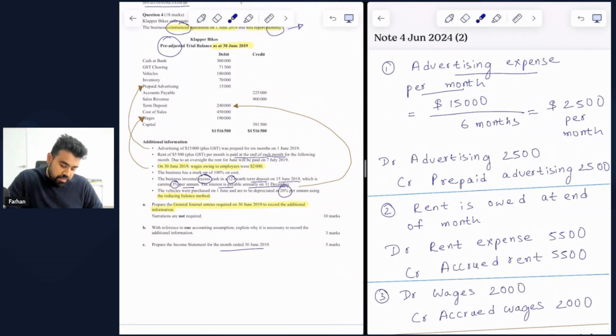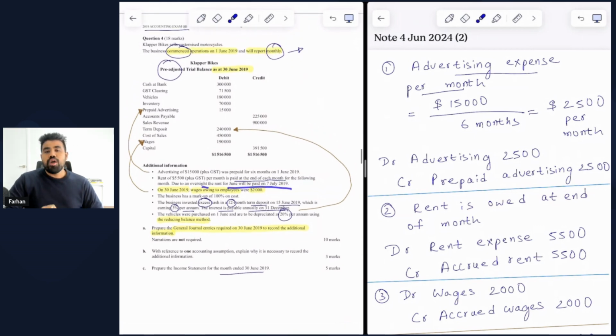Rent of $5,500 plus GST per month is paid at the end of each month for the following month. Due to an oversight, the rent for June will be paid on 7 July 2019. So what we understand is that the business pays for the rent in the next month. Okay, so at 30 June 2019, the business had incurred rent expense of $5,500, excluding GST.